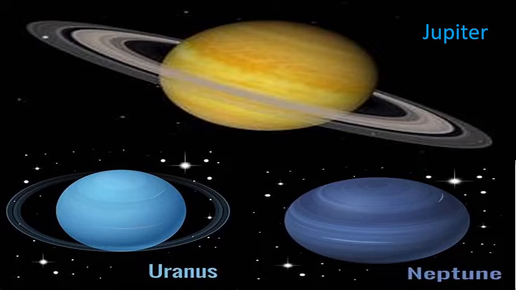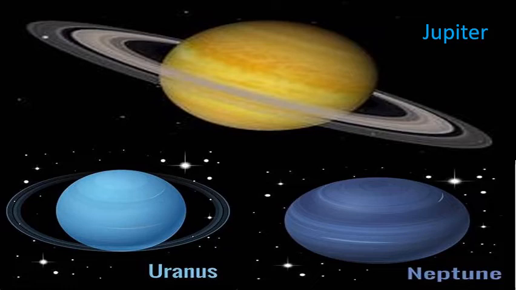Next is Uranus. It is the seventh planet from the Sun. It is named after the Greek god of sky. Like Saturn, it also has rings around it. It has 27 known moons so far. It is also known as an ice giant.